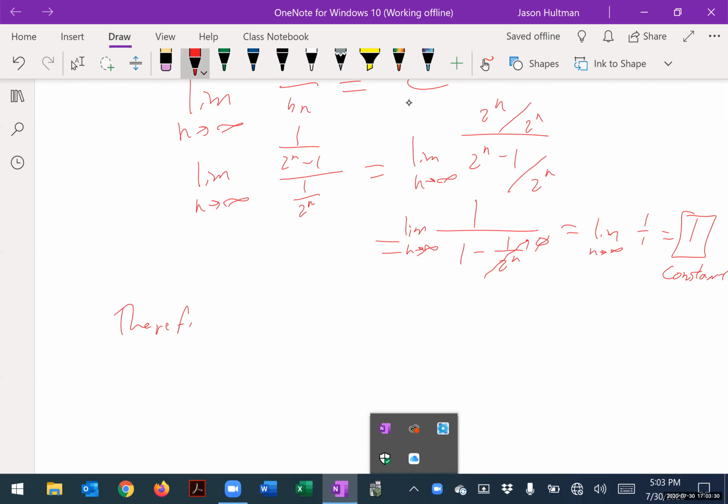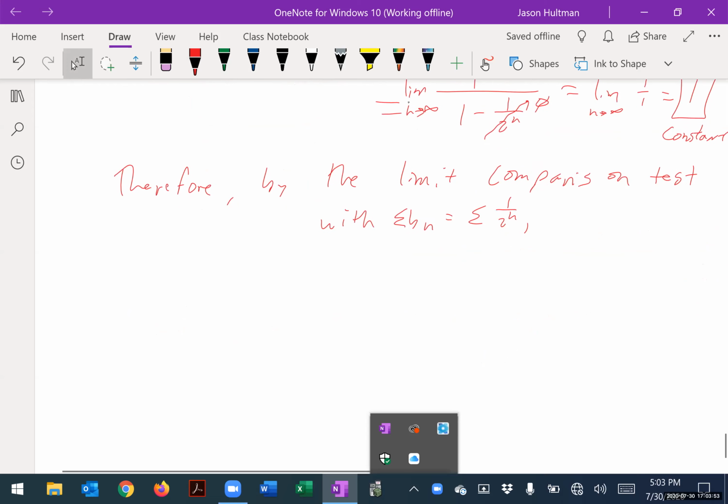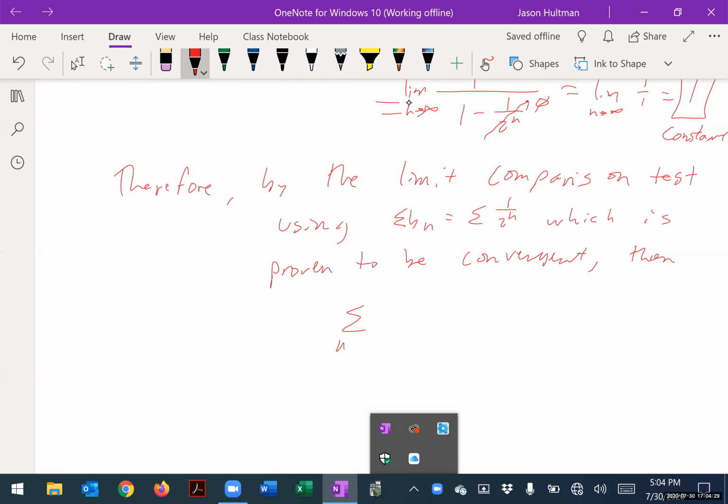And so therefore, by the limit comparison test, with b sub n, the summation of b sub n equaling the summation of 1 over 2 to the n, by the limit comparison test using this, which is convergent, which is proven to be convergent, then the summation as n equals 1 to infinity of 1 over 2 to the n minus 1 is also convergent.